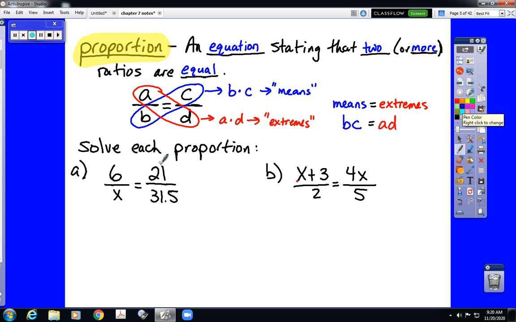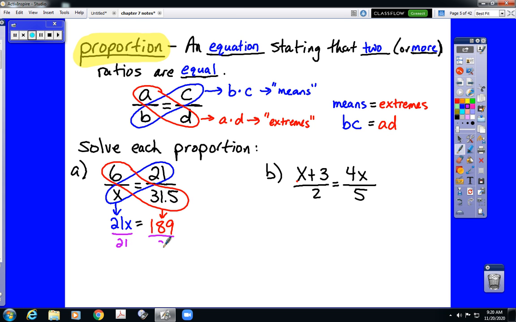In letter A, again, we're going to cross multiply. So we're going to do x times 21, which would be 21x, equals 6 times 31.5. Again, you've got a calculator, so that shouldn't be any big deal for us to do. That is going to be 189. Again, I expect to see this equation. To solve that equation, we simply divide both sides by 21. And we get that x equals 9.